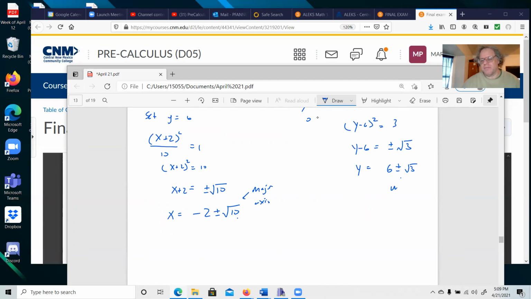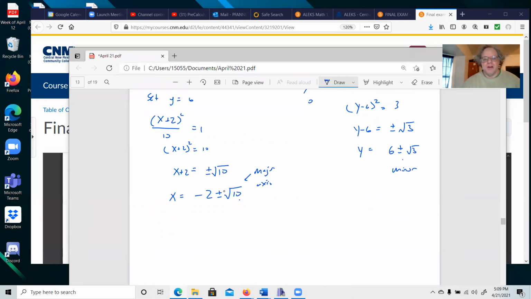This is my minor. Okay, the major is just the bigger one. The minor is the smaller one. Okay. So let's get the points. So we have x equals, right, -2 minus root 10. What was y? Y was 6. And -2 plus root 10. And then 6. Okay. How about the minor axis?